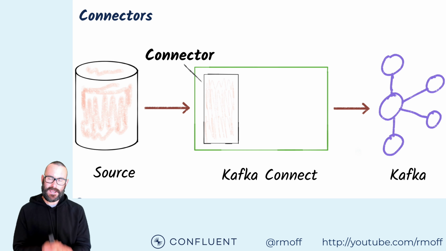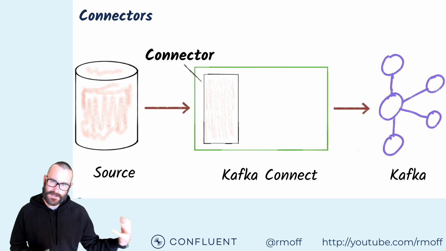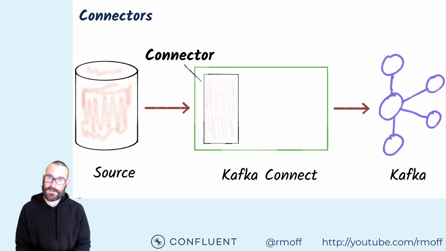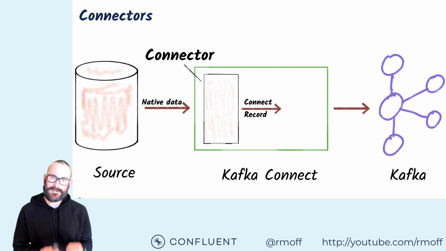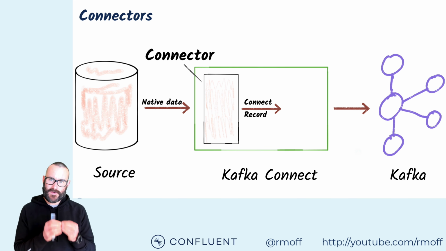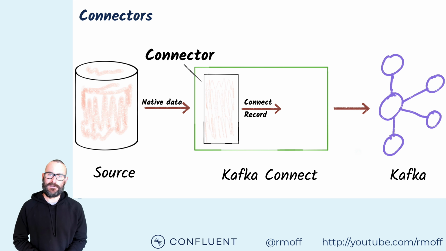It speaks the actual API that's necessary to get the data in from that source system or write it down to the target system. We specify it using the connector class, and when you install the connector, the documentation will tell you the name of the connector to use. That connector is the only bit that's specific to that source or target technology.